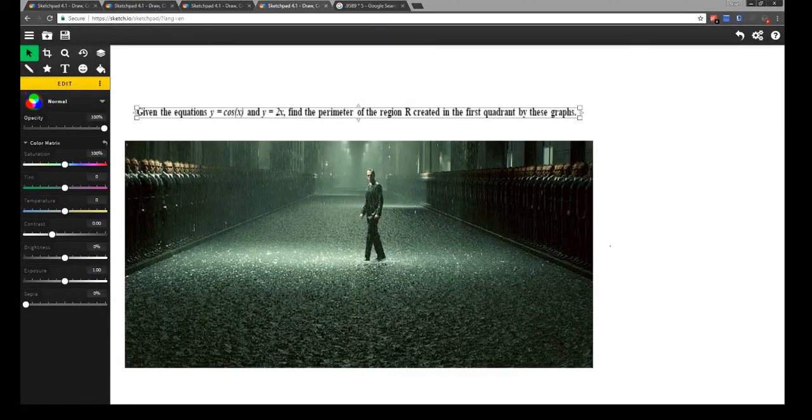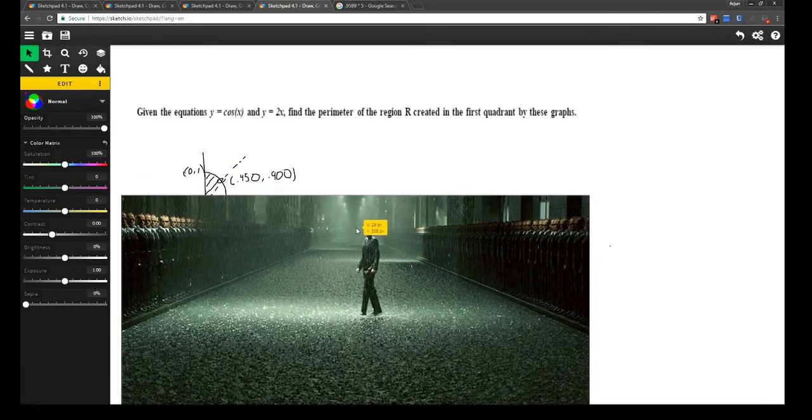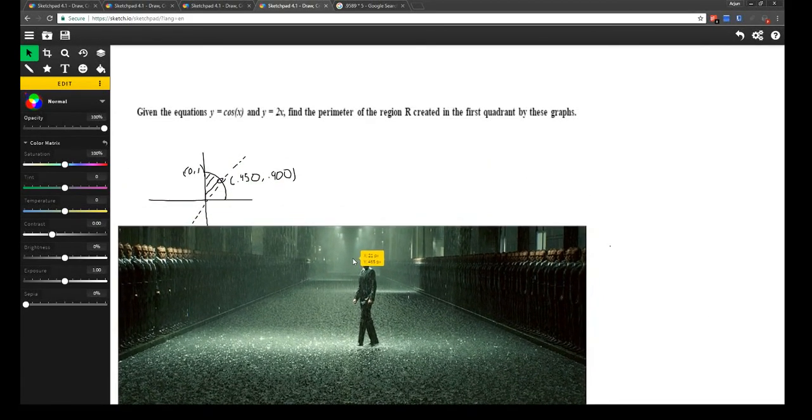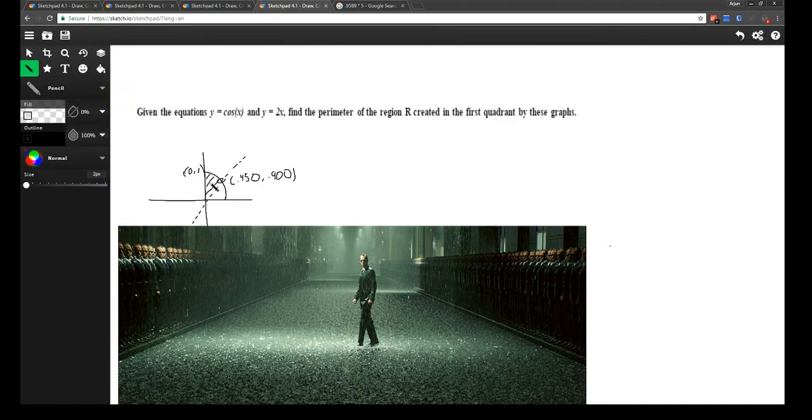Given the equations y equals cosine x and y equals 2x, find the perimeter of the region R created in the first quadrant of these graphs. So first, let's go ahead and sketch out the graph, and we get something like this. And so we can break the perimeter down into this section over here, the curve, the arc over here, and this line.